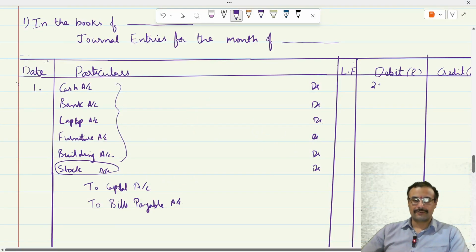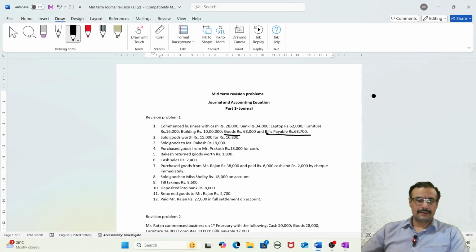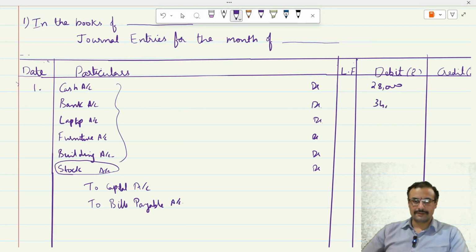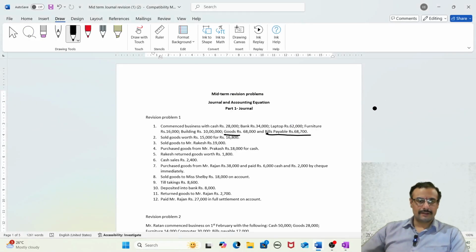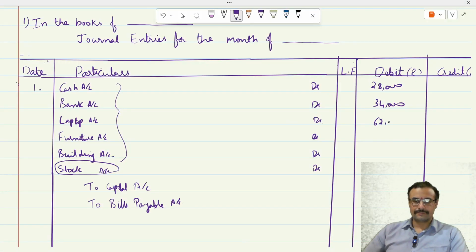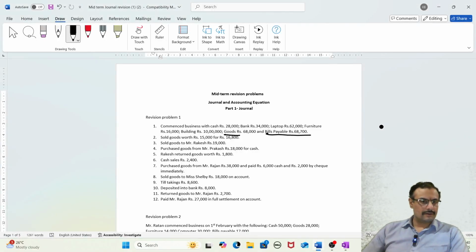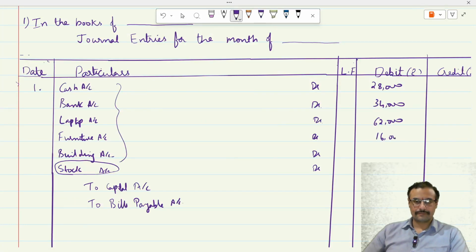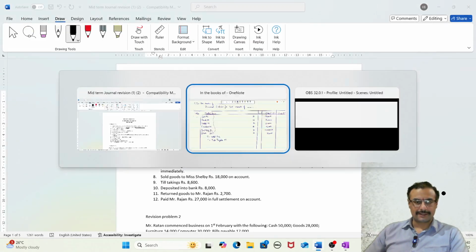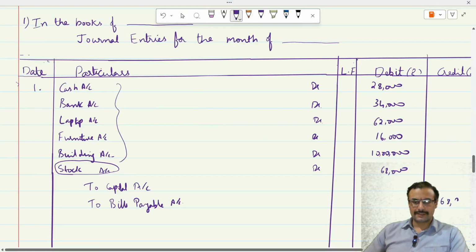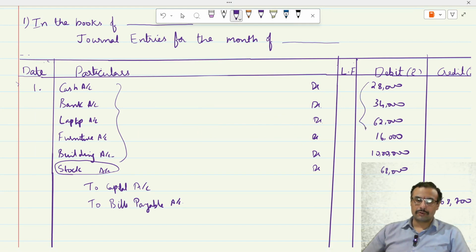So the amounts are 28,000, then 34,000, then 62,000, then 16,000, then I think 10 lakhs, then 68,000. Now bills payable is 68,700. Now what the capital amount will be is the total of this.